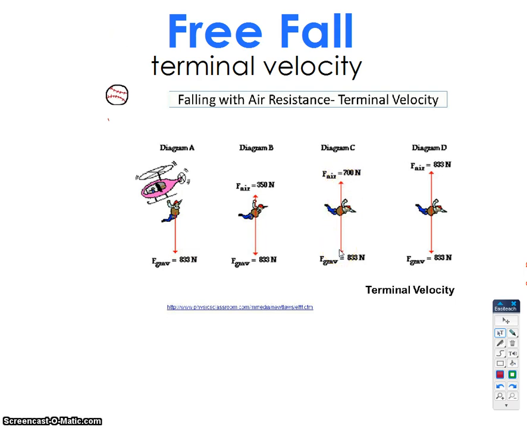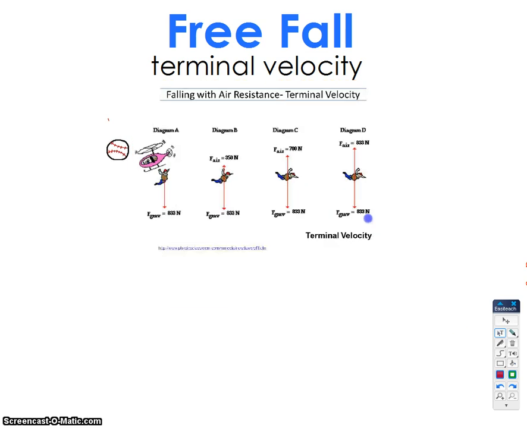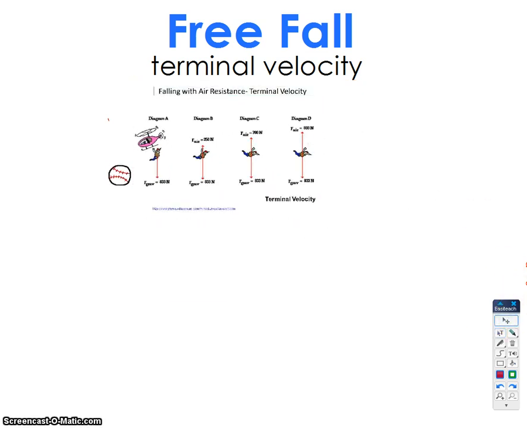You're still getting faster and faster, but not as quickly. This is an acceleration of, say, like 6 meters per second squared, or maybe it's only like 2 meters per second squared. Now here we have no acceleration in this last case because the force of gravity is being canceled out completely by the force of air resistance. If you were to draw that as a motion map, it would look like this.